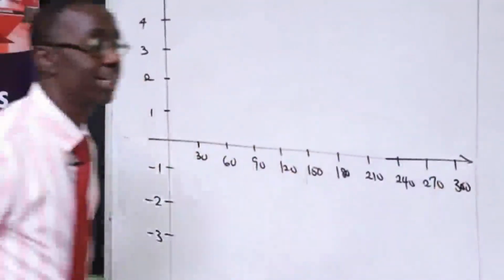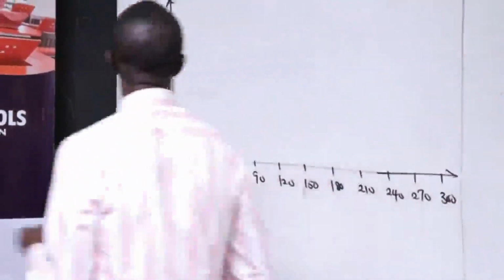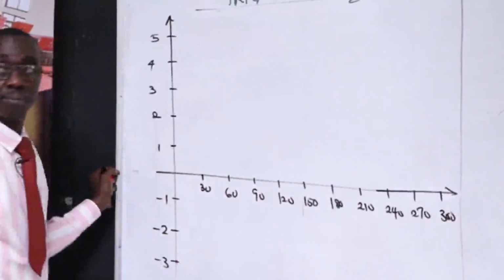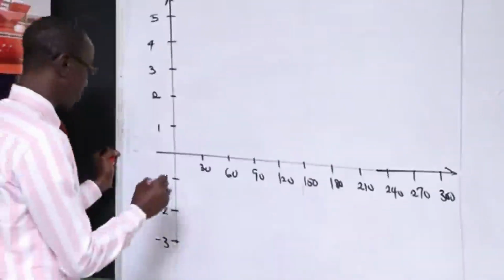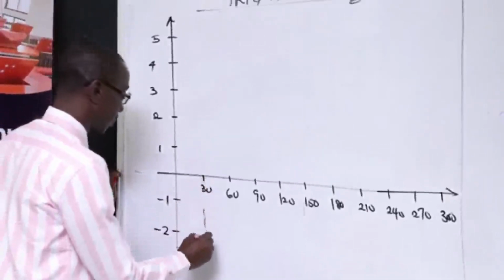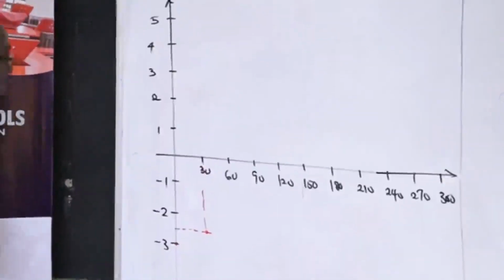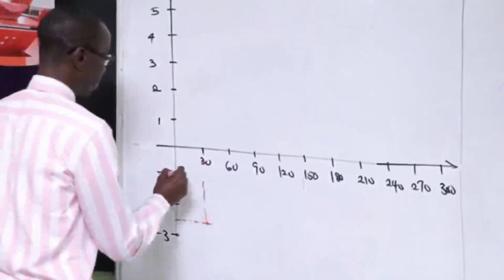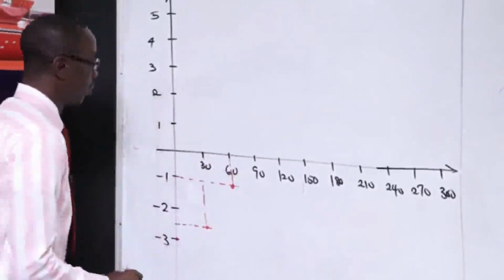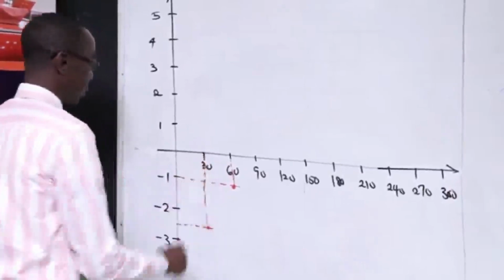Can we take the points now? 0 is minus 3.0. Okay. Yes. 30 is minus 2.5. Yes. 60, minus 1.0. I think we remember that we don't have to show these dotted lines. Yes?